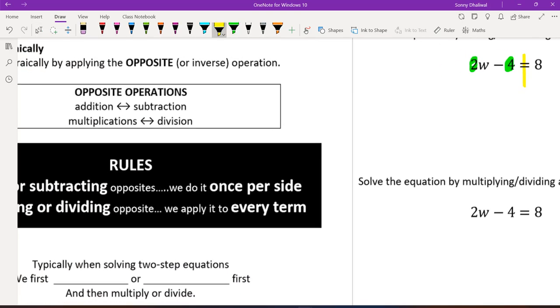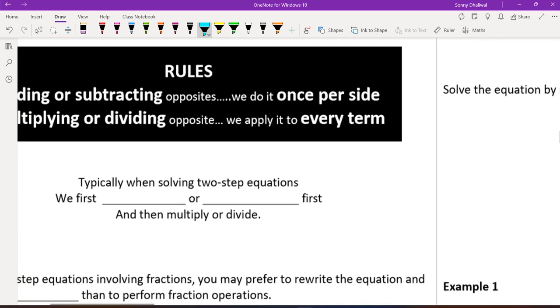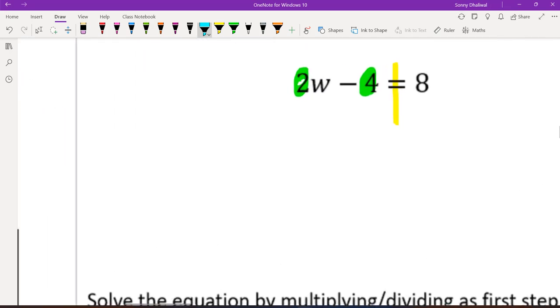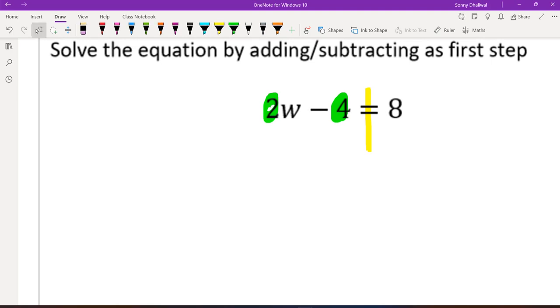We use opposite operations. If a number is adding to the x, to get rid of it, we're going to have to subtract. So it's always looking at what math operation is being done to your variable. If it's multiplying your variable, to get rid of it, you have to divide, or vice versa. And so the question becomes, hey, which number do I tackle first?